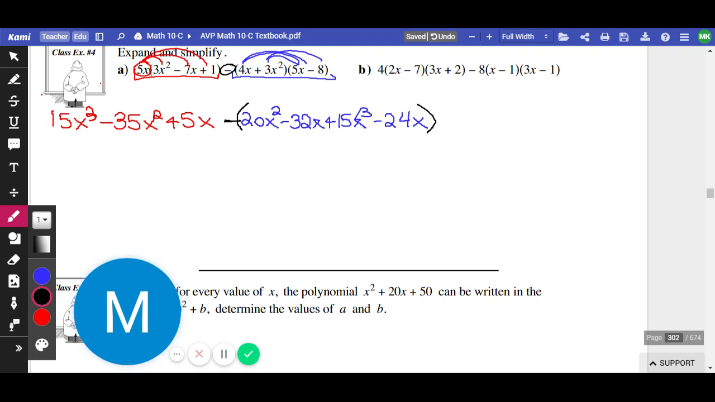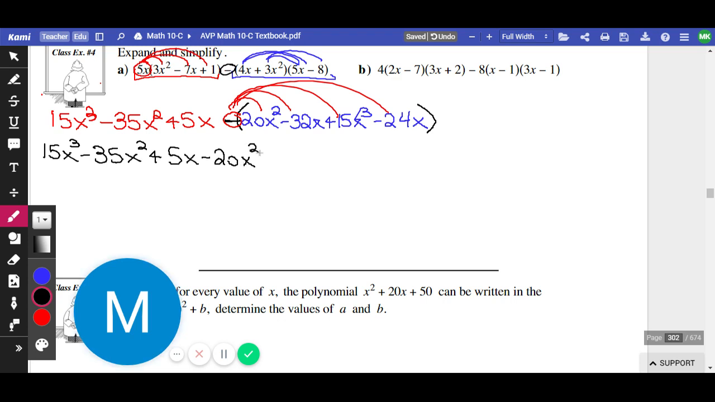When we bring that negative in, it changes all their symbols. I now have 15x cubed minus 35x squared plus 5x minus 20x squared plus 32x minus 15x cubed plus 24x.